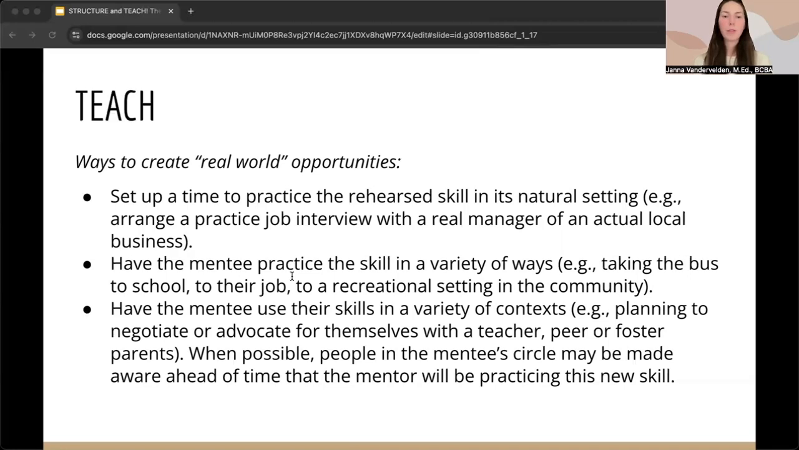When possible, mentors may communicate with people in the mentee's circle that the mentee will be practicing this new skill. This will increase the likelihood that others respond favorably to the mentee's new skills and that the mentee keeps using them.